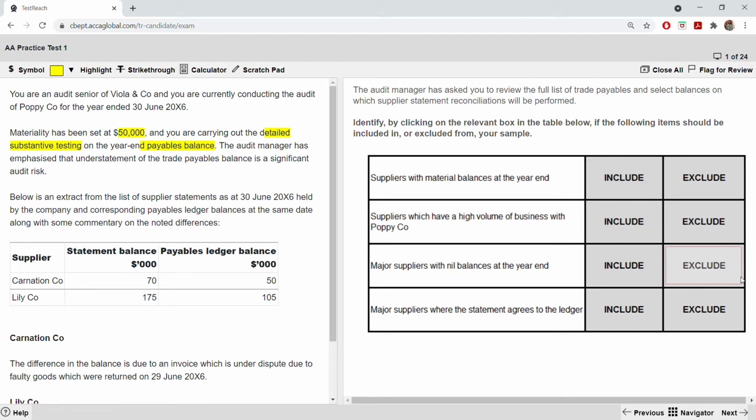So the first one, suppliers with material balances at the year end. We know when something is of a very material nature, you have to include it. It's compulsory. So suppliers with a material balance at the year end, yes, you include it. Next, suppliers which have a high volume of business with Poppy Company. High volume, so you have to include.